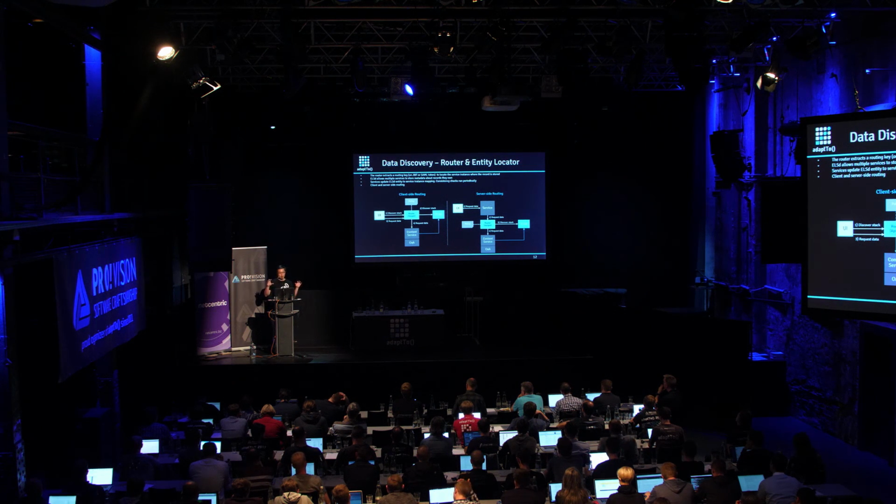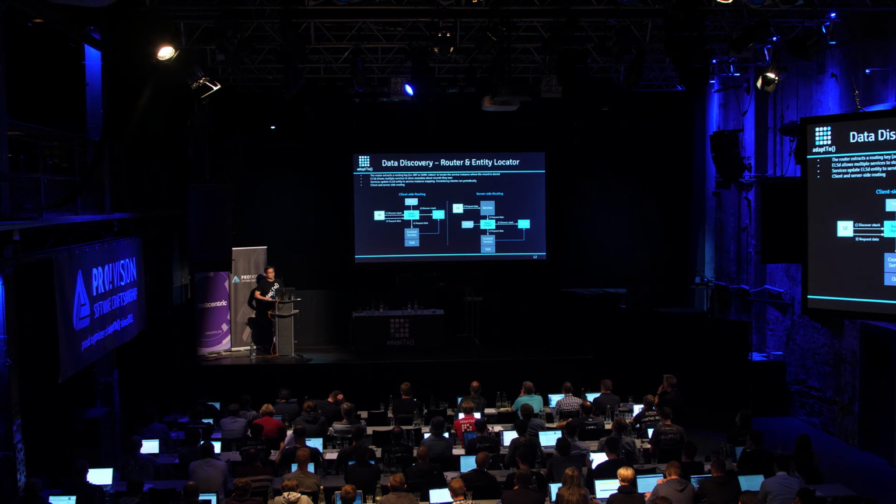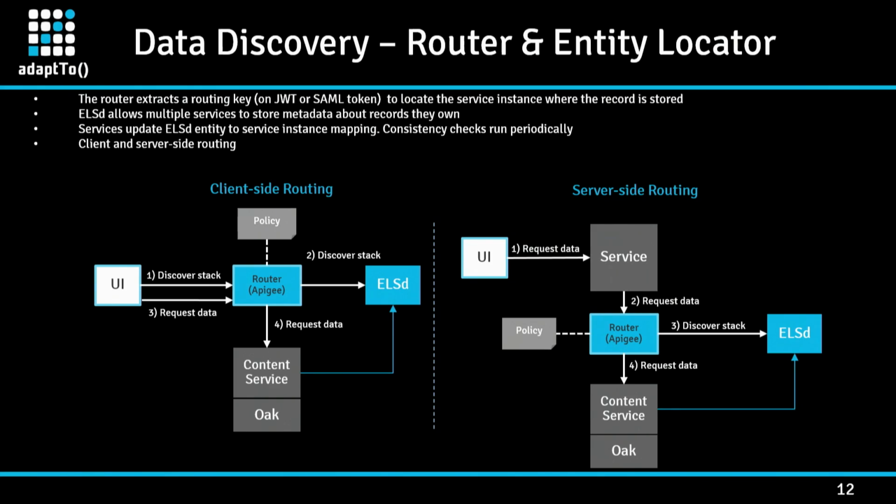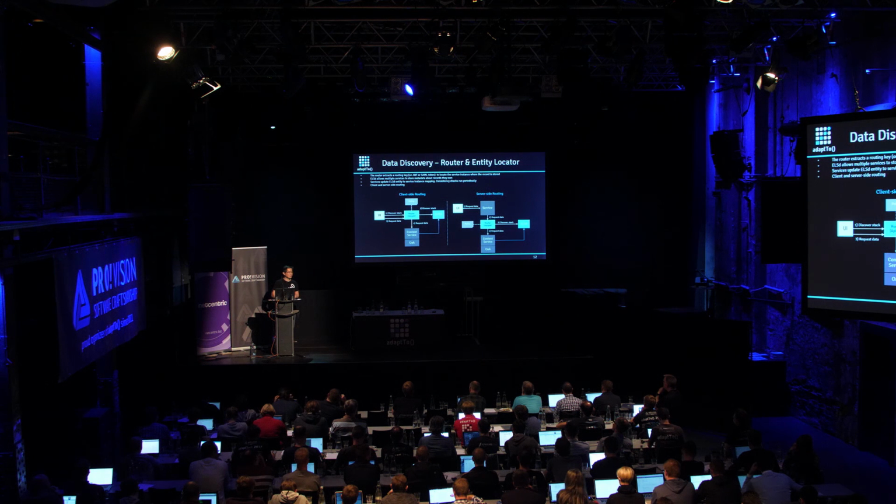There are two routing approaches that we use, what we call client-side routing and server-side routing. In client-side routing, the client itself performs two requests. One is a discovery request, so it has the proper location where the data is stored before performing the actual data request. In server-side routing, the client just says, give me the data. It performs only the data request, and the system abstracts the discovery of where that data is actually stored.